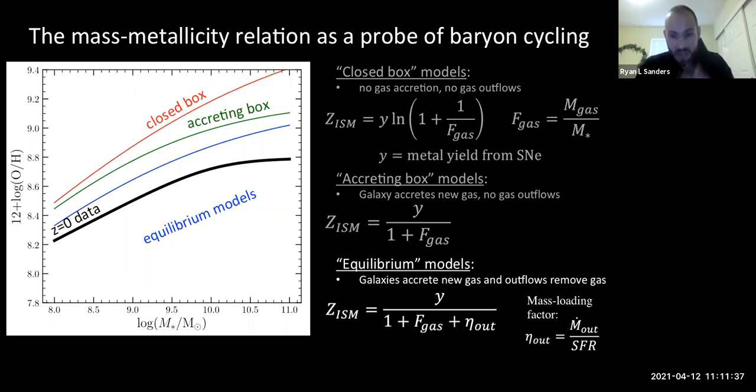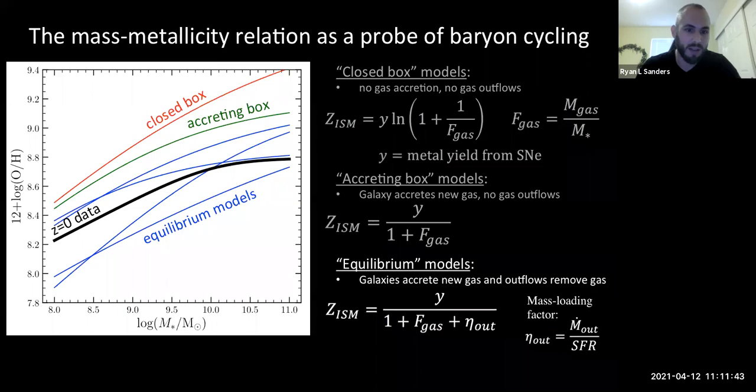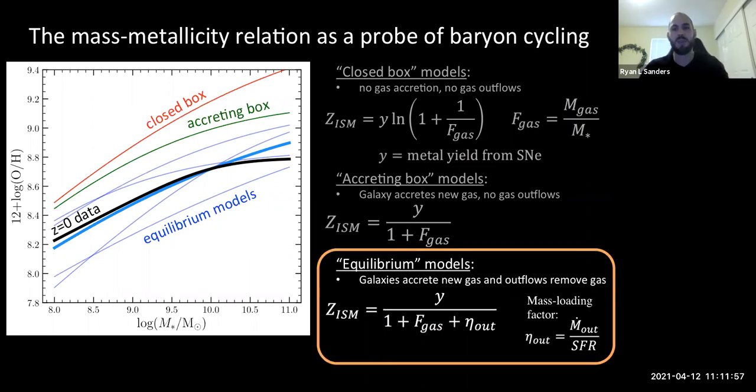And so we have measurements of the gas fractions for galaxies at redshift 0. And so you can basically tune your model until you find the scaling of the mass loading factor with stellar mass that can reproduce the galaxies. And so this gives us constraints on the properties of outflows in these galaxies that are quite strong. And so these equilibrium models are really our best tool to interpret these metallicity scaling relations.